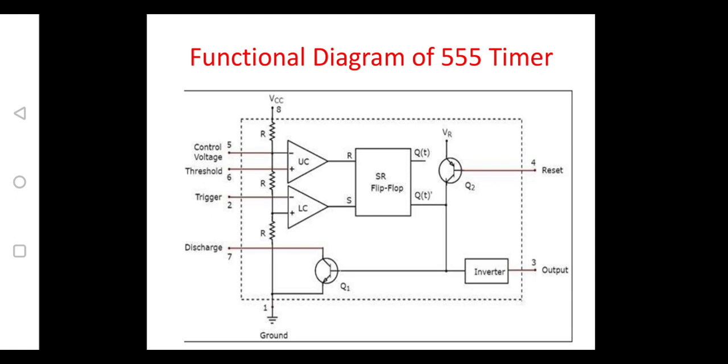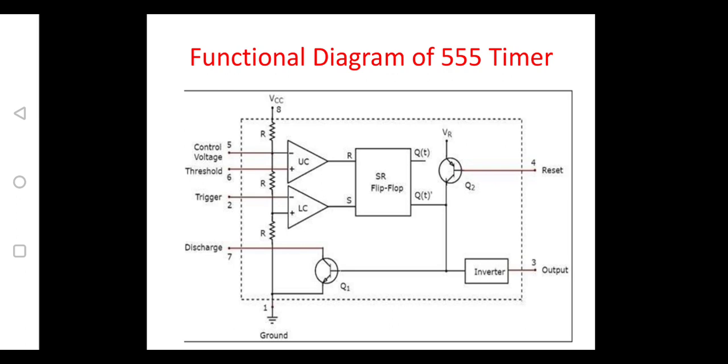If S is 1, whatever may be the R value, the output Q of T will be equivalent to 1, and Q of T bar will be equivalent to 0. If Q of T bar is equivalent to 0, the transistor will be off and the capacitor now is not having the capability to perform the discharging operation.